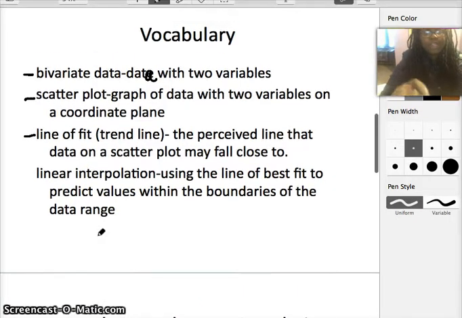And then finally, linear interpolation. It's using the line of best fit to predict values within the boundaries of the data range. So you've also done this as well. You've done this in the 6th grade, if not last year, where we will find an equation of a line and use that information to find other information that's not expressly given to us in the data.